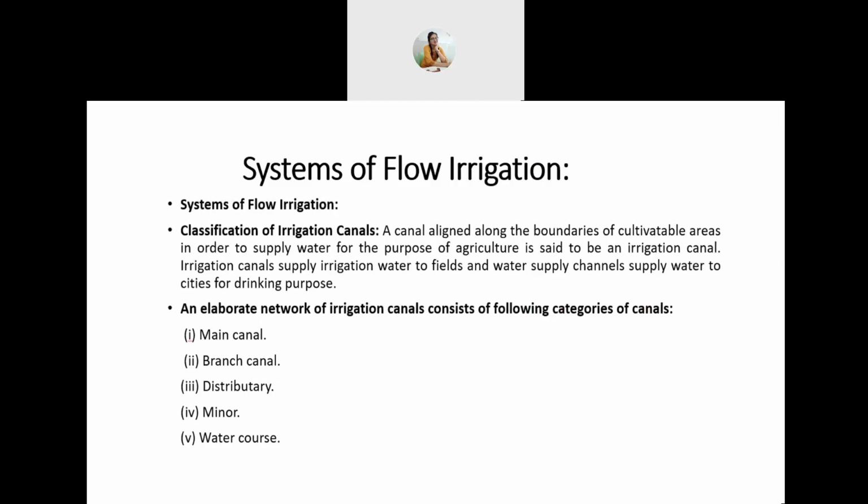Next, systems of flow irrigation. First, classification of irrigation canals. A canal aligned along the boundaries of cultivatable areas in order to supply water for the purpose of agriculture is said to be an irrigation canal. Irrigation canals supply irrigation water to fields, and water supply channels supply water to cities for drinking purpose. An elaborate network of irrigation canal consists of the following categories of canals.